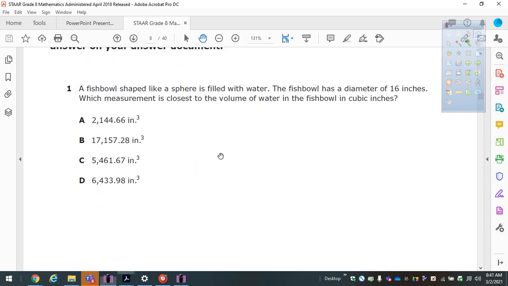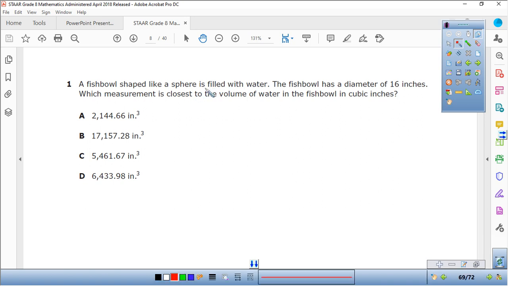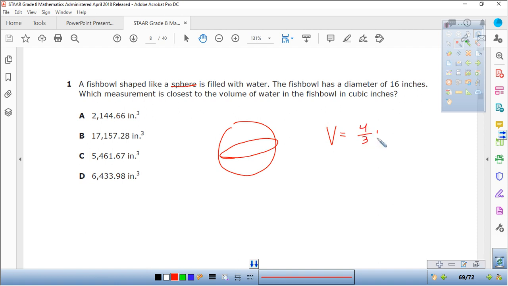So here we go. A fishbowl is shaped like a sphere. All right, a sphere. We can kind of say like a ball, right? It has a diameter of 16 inches. Which measurement is closest to the volume of the water? So volume of a sphere, okay? It's going to be 4/3 pi radius cubed.